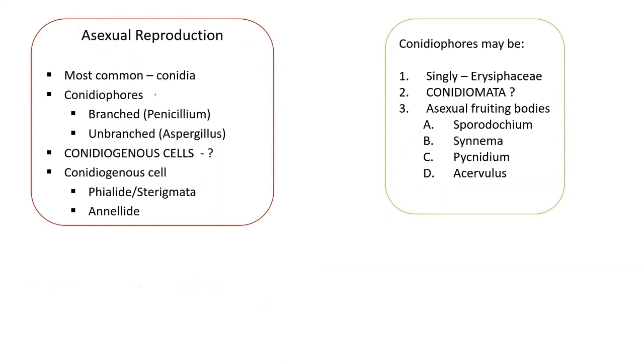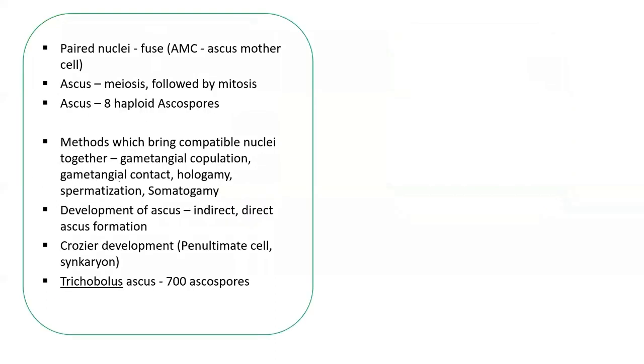Then what are the conidiophore types? They can be branched, like in Penicillium, or unbranched, like in Aspergillus. Then what are conidiogenous cells, and what are their types, like phialides, sterigmata, or annellides? These conidiophores may be present singly in the case of Erysiphe, whereas they may form conidiomata, or asexual fruiting bodies. Then what are the types of asexual fruiting bodies, like sporodochium? In which genus will you find them? Cynema, for example. You should be knowing pycnidium, acervulus. So you should be knowing these asexual fruiting bodies.